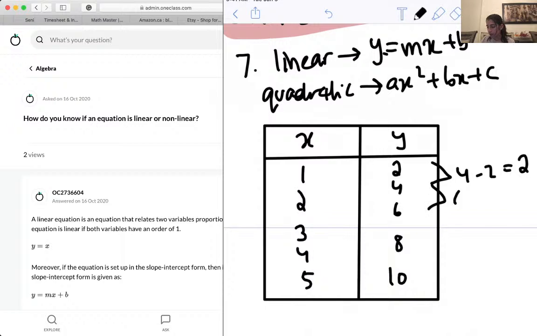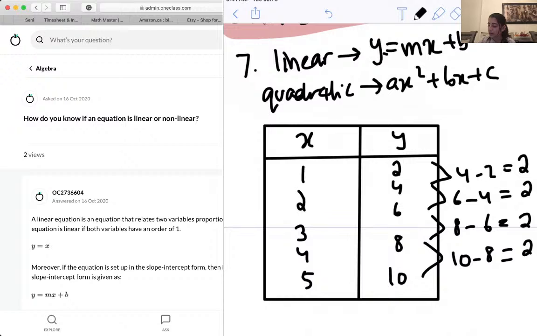So 6 minus 4 is 2. 8 minus 6 is 2. So we're just going to minus the second term of the first one. 10 minus 8 is equal to 2. If all of these are the same, that means that their first differences are the same, which makes them linear.